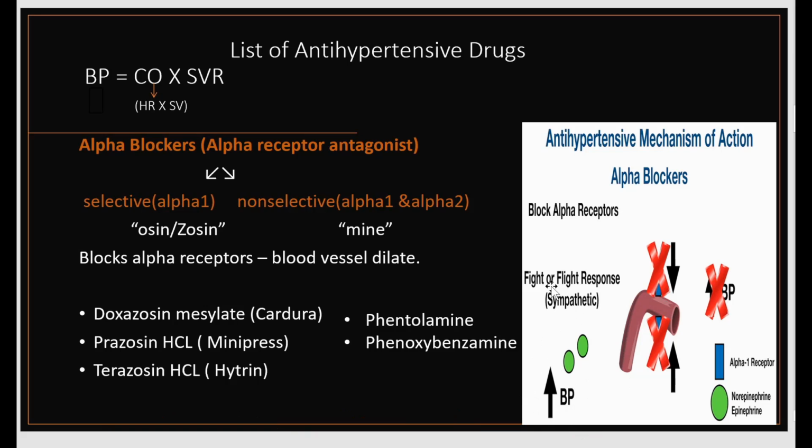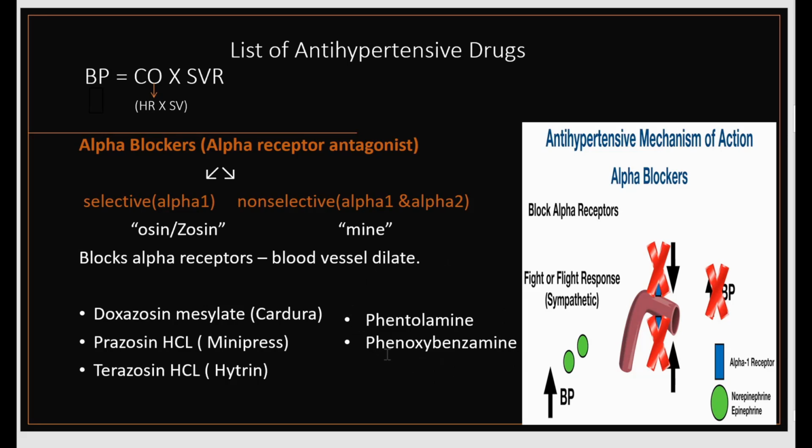It has a sympathetic effect. It increases the blood pressure. So when you're blocking the alpha receptors, the blood vessels dilate. Again, blood vessels dilate, systemic vascular resistance decreases. As a result, blood pressure drops. So selective alpha 1 blockers include doxazosin, prazosin, terazosin, whereas non-selective blockers include phentolamine and phenoxybenzamine.